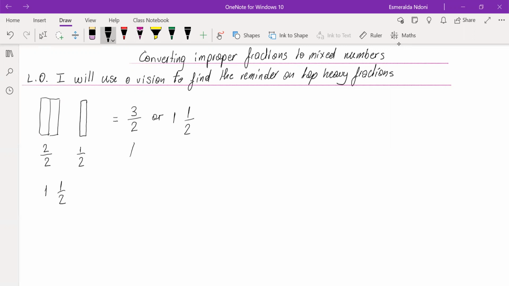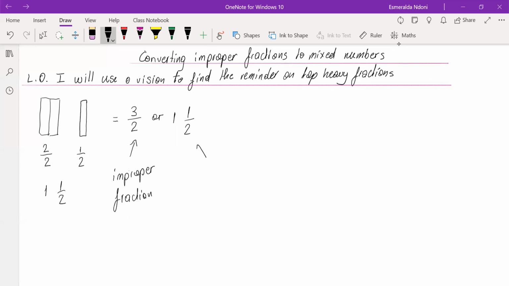Now this is called a mixed... sorry, take it back. This is called an improper fraction. It's called improper because it doesn't look like the other fractions, because the numerator is bigger. Because that doesn't look like normal fractions do, we call it an improper fraction.